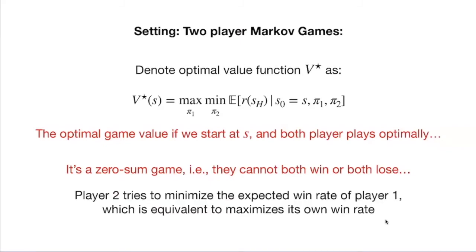You can think about player 2. Player 2 tries to minimize the expected winning rate of player 1. Because this is a zero-sum game, player 2 is actually maximizing its own winning rate, because you just negate the value. If you minimize player 1's winning rate, you're maximizing your own winning rate. That's the property of the zero-sum game. Common games such as rock, paper, scissors are also zero-sum games, so we cannot both win at the same time.